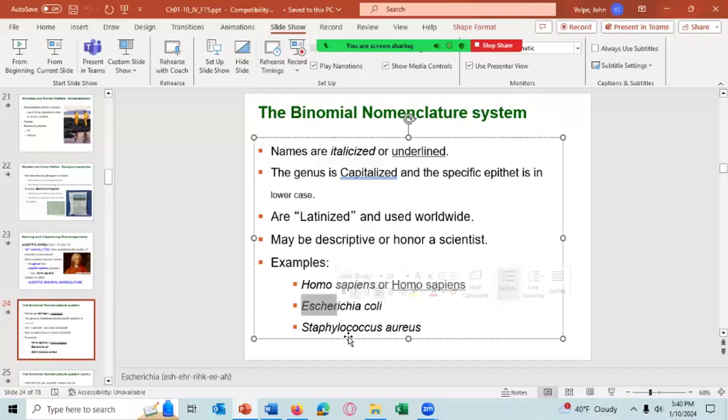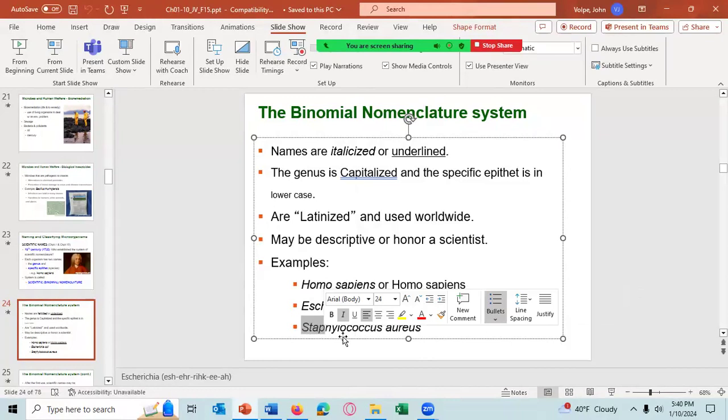Staphylococcus aureus is a name that is descriptive. Aureus is golden, and Staphylococcus aureus is a golden colored cell. It's a sphere, and coccus means a sphere. Staphylo means that these cocci grow in a grape-like cluster. So Staphylococcus means cocci that grow in a grape-like cluster. Any question about any of that?